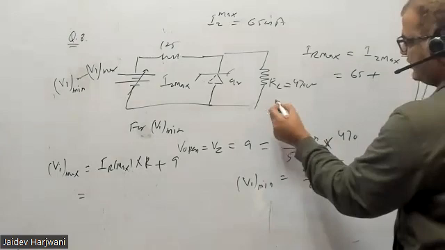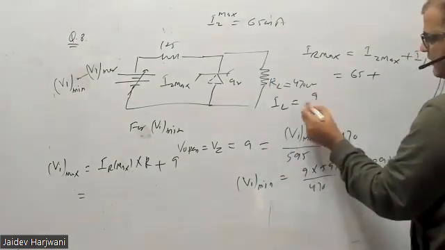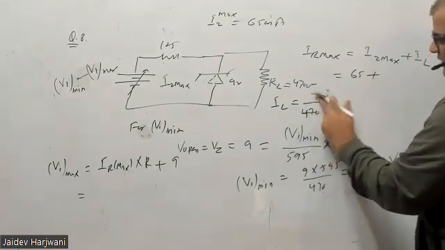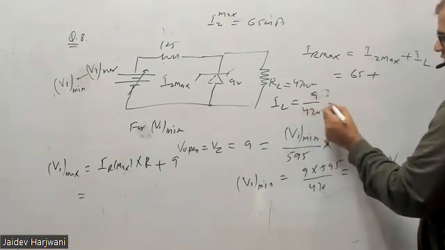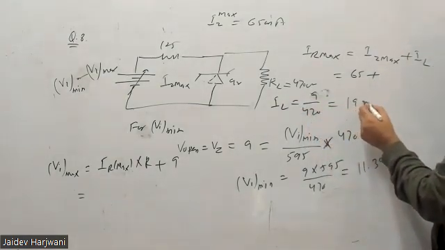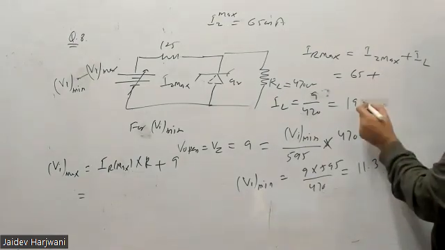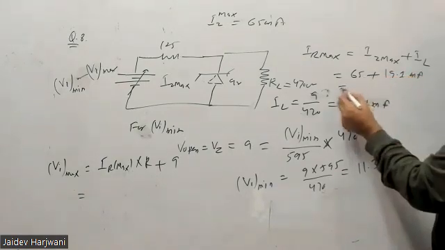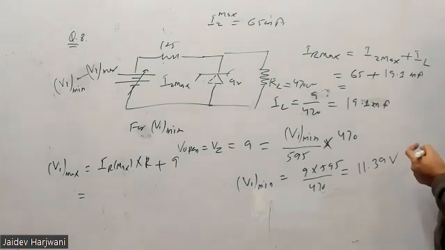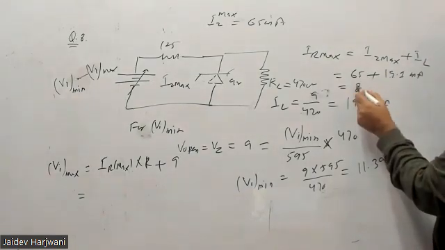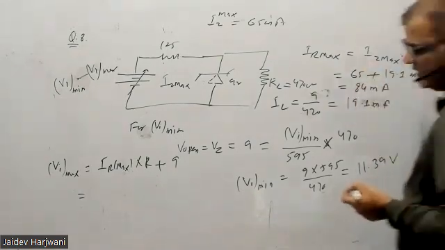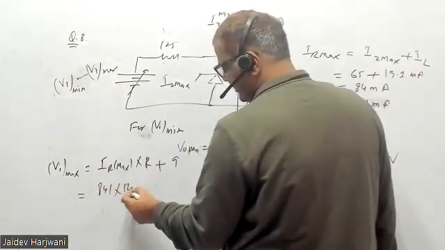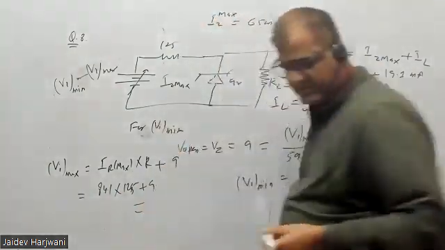How much is IL? You can calculate. Here 9 volt is there, so 9 upon 470. How much is the current? 19 milliampere, 19.1. So IL comes to 19.1 milliampere. Add this to the other, how much will it become? 84 milliampere approximately. You just calculate. So this is 84 point something into R, which is 125, plus 9. Tell me the answer. How much is VI max?